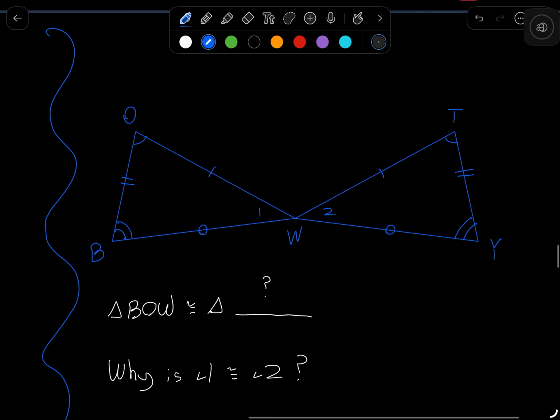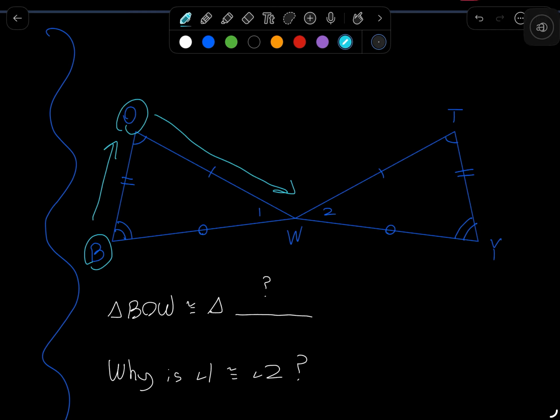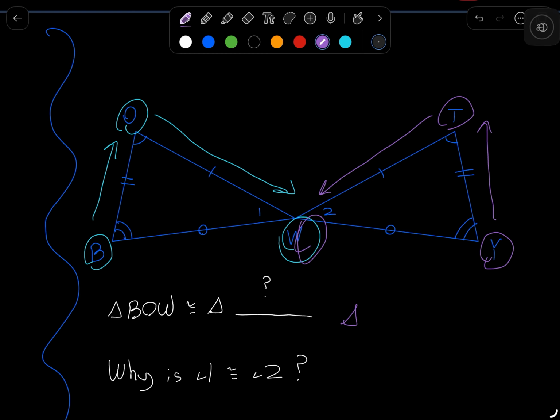Okay, same thing with this. We have triangle BOW, which is here, BOW. We're trying to prove that's congruent to what other triangle? Same thing. We're starting with B here, we go towards O, and then back down to W. Follow that same pattern. You're starting at Y here, you're going towards T, and you're going back down to W. So it's congruent to YTW.